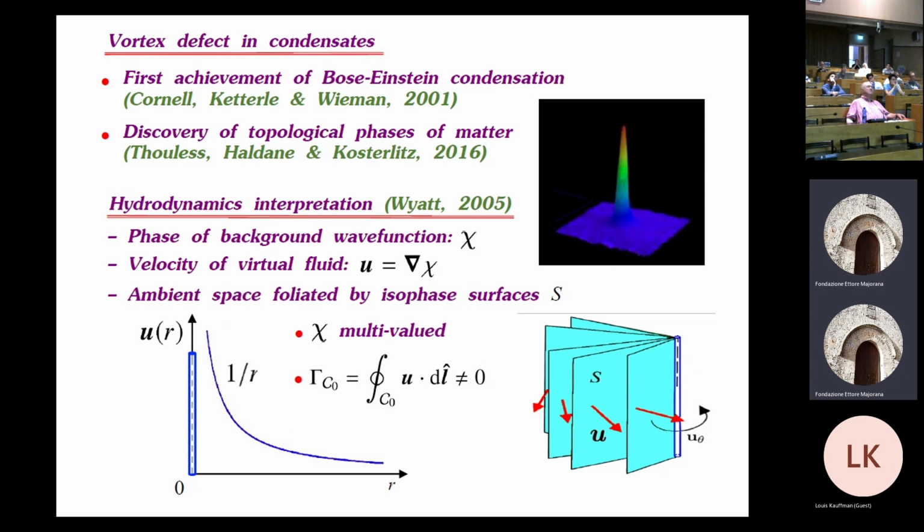However, the vorticity goes like 1 over r away from the defect, and the curl of u, i.e. vorticity, is 0 because grad chi is. So we have a kind of contradiction. We have vorticity, but actually it's not defined.